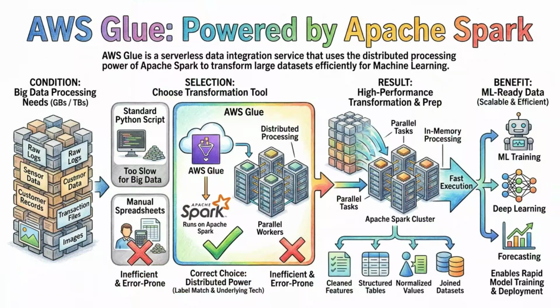You can write your own Spark code in Python or Scala, or you can use Glue Studio, a visual interface that lets you build data transformation workflows without writing any code at all. Understanding that AWS Glue utilizes Apache Spark is important, as the exam often tests your knowledge of the underlying technologies that power these managed AWS services.